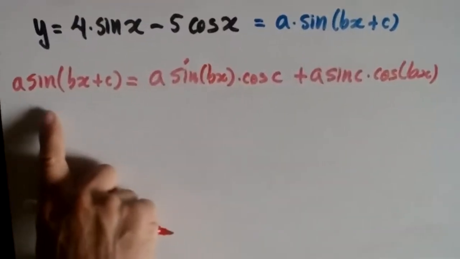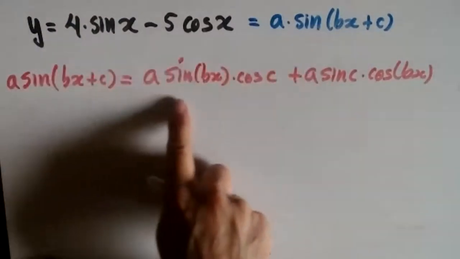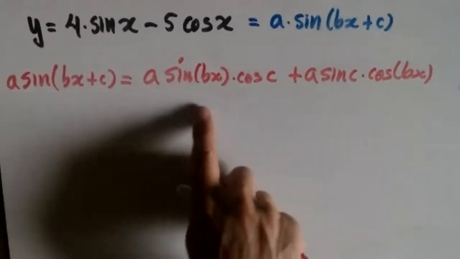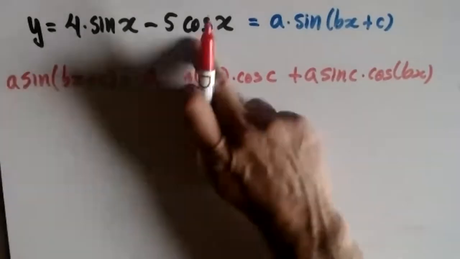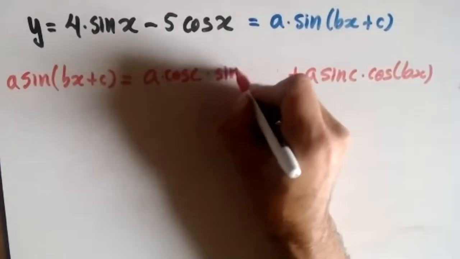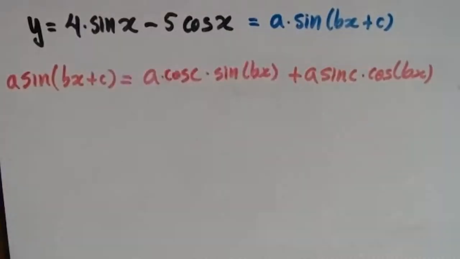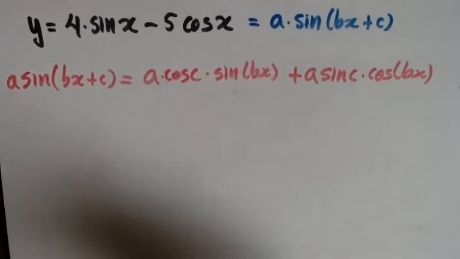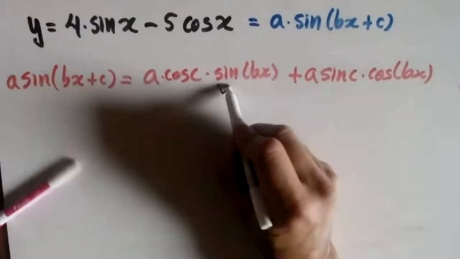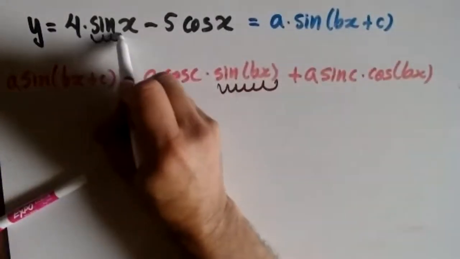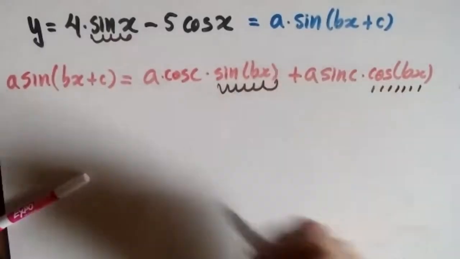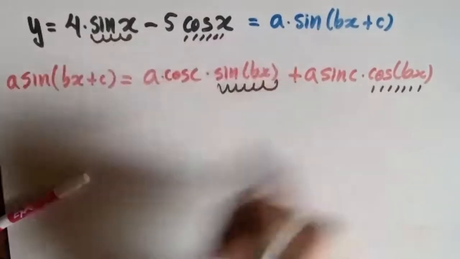So you see, I expand this expression using my formula, this one. And what I'm going to do is simply change this one. This is a cosine c times sine bx, right? And now let me just match the expression. Okay, again, sine bx is going to be this one, and this one is going to be this one. So I'm going to match 1 to 1.